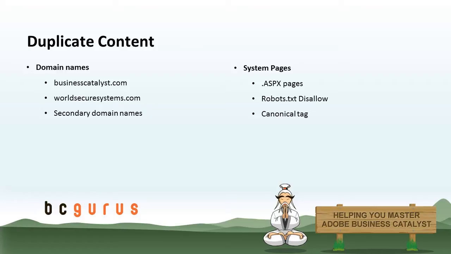Now, Business Catalyst has some drawbacks in that it gives you the production URL of whatever your name is, bcgurus.businesscatalyst.com or bcgurus.worldsecuresystems.com for your secure URL link. And if you've got other secondary domains like bcgurus2.com, if I had that, that would also be duplicate content. So in that scenario, if Google were to index all 4 of those, it would see duplicate content 4 times, which it definitely does not like.